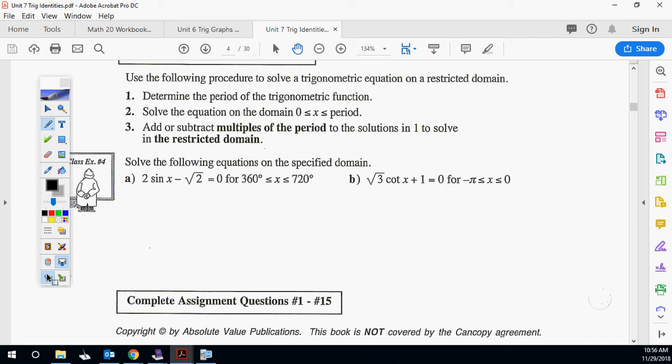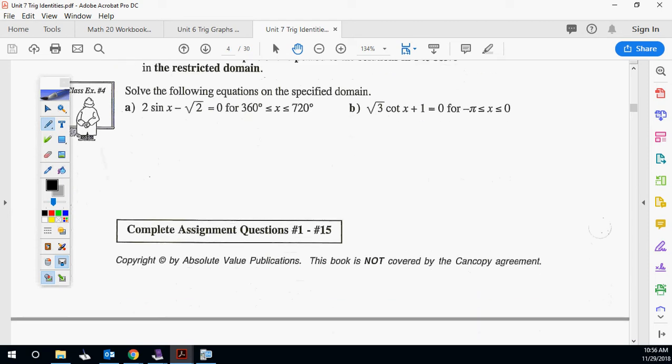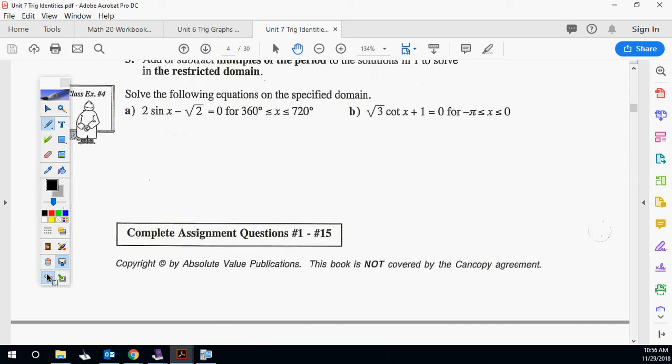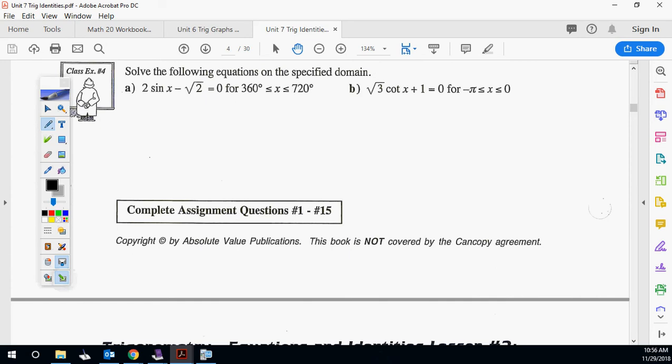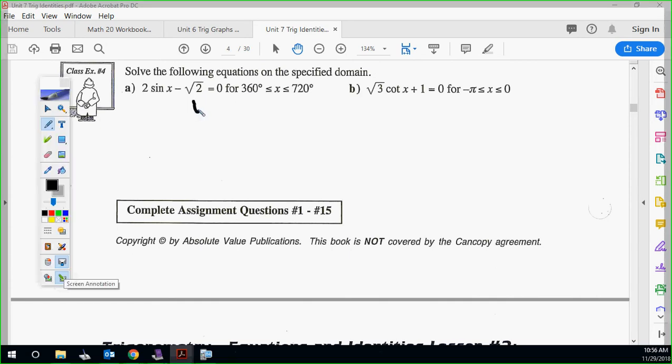So for this one, solve the following equation for the specified domain. I see root 2 over 2's. What kind of cuts are those? 45's, good. You kind of start to see these patterns come out where you know what to expect. So I'm going to add root 2 over 2. Nope, it should be positive. Okay, and I'll divide by 2. So sine x will end up being root 2 over 2.